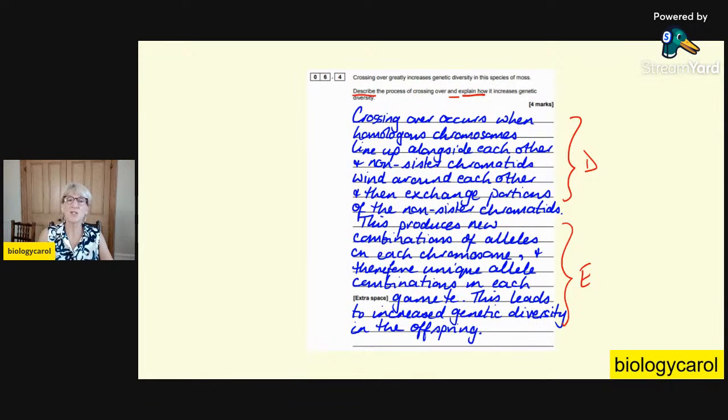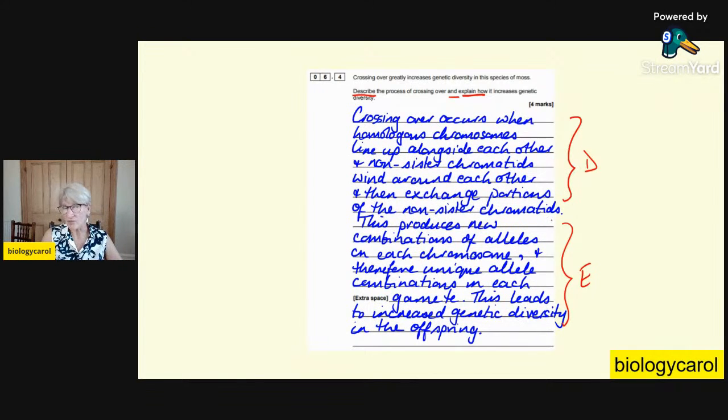Best I can do. Crossing over occurs when homologous chromosomes line up alongside each other, and non-sister chromatids, because we've got 1 chromatid from the paternal chromosome, obviously X-shaped, and 1 chromatid from the maternal chromosome, wind around each other, and then they exchange portions of the chromatids.